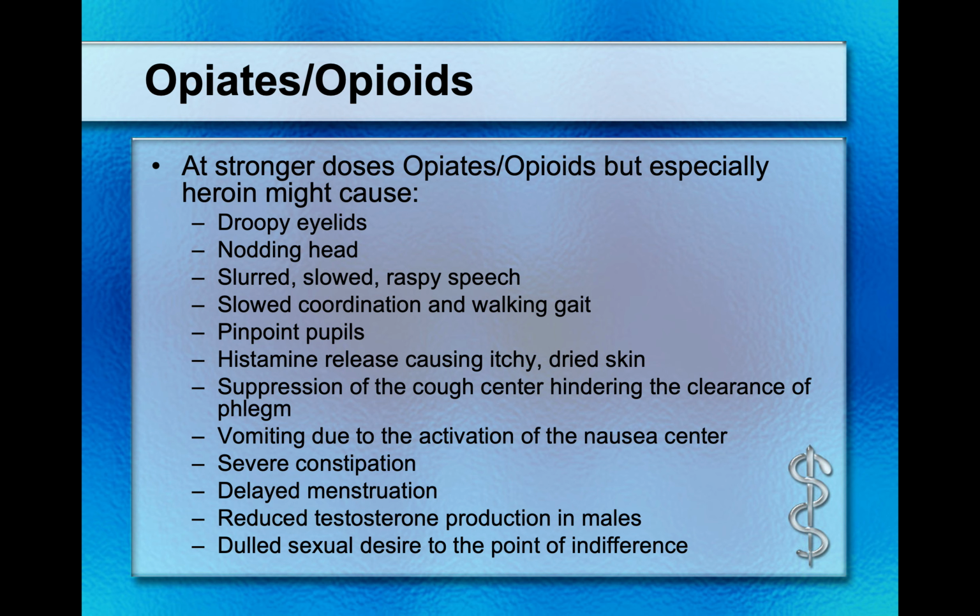Slowed coordination and walking gait, pinpoint pupils, histamine release causing itchy, dried skin, suppression of the cough center, hindering the clearance of phlegm, vomiting due to the activation of the nausea center, severe constipation, delayed menstruation, reduced testosterone production in males, dulled sexual desire to the point of indifference.